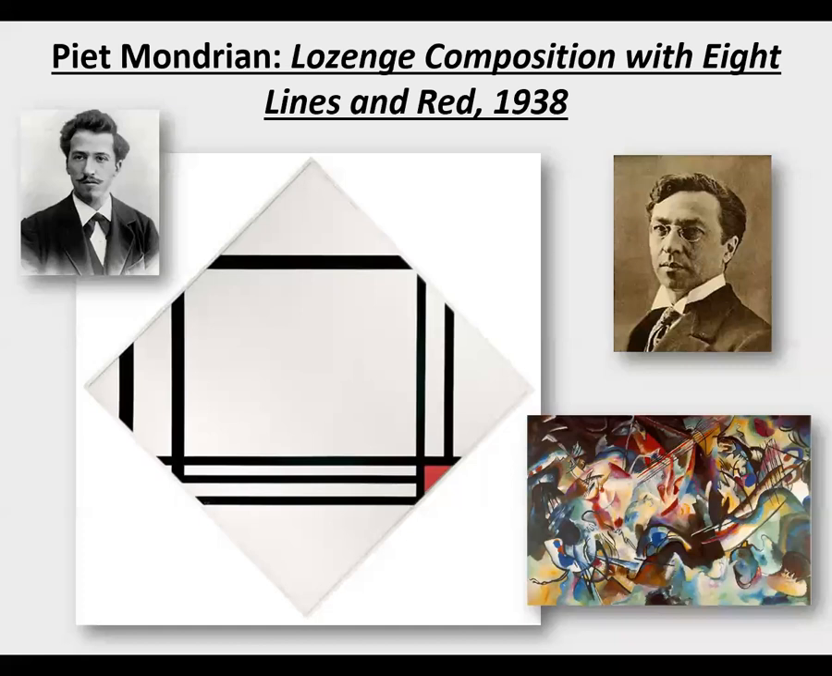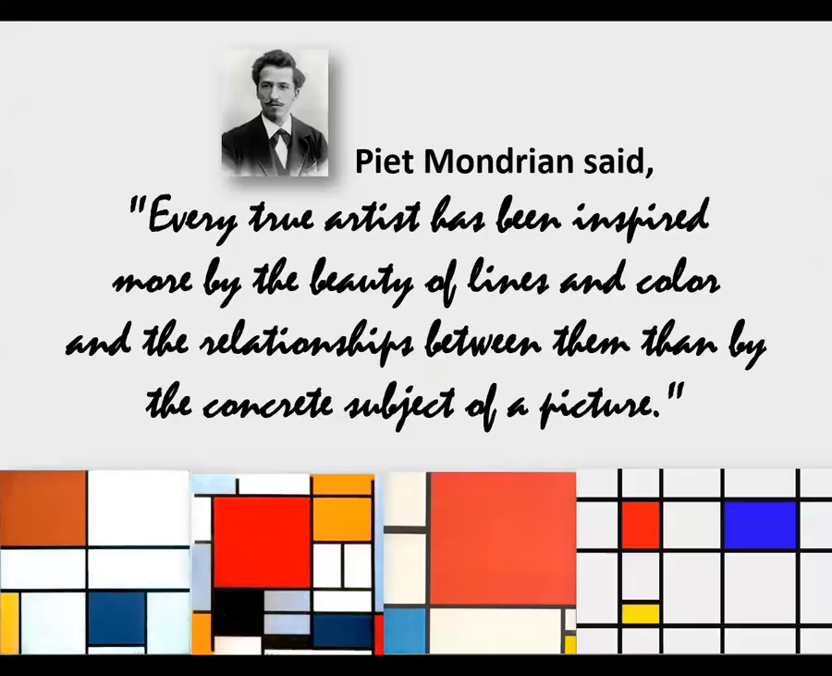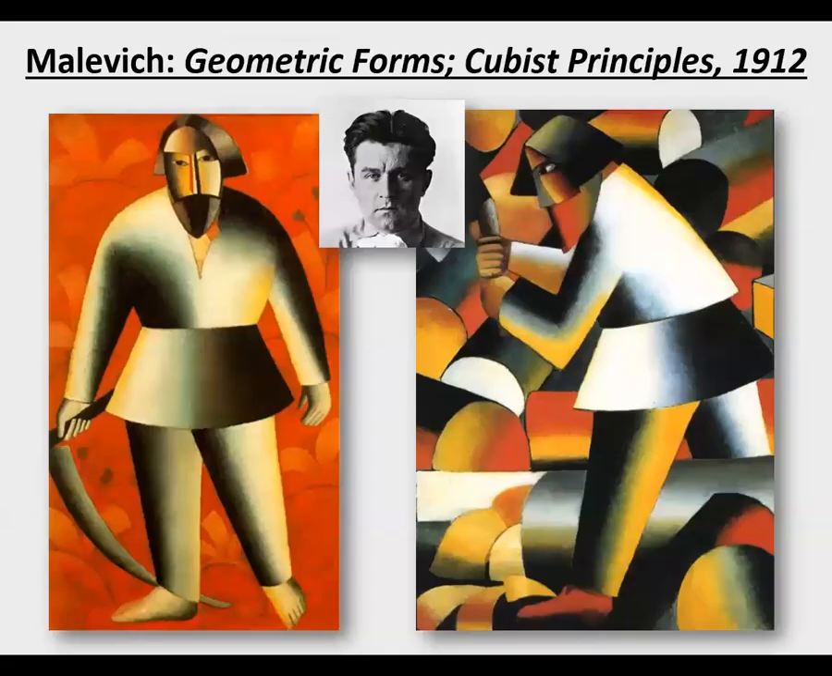Now, one of the reasons that we get this kind of simplicity from Piet Mondrian is because he says something that is truthful to all artists. Every true artist has been inspired more by the beauty of lines and color and the relationship between them than by the concrete subject of a picture. Again, as lay persons, we would not necessarily see shapes until someone makes them very obvious.